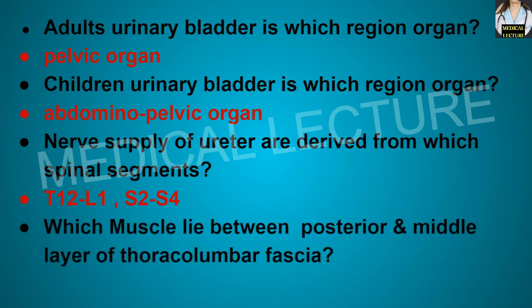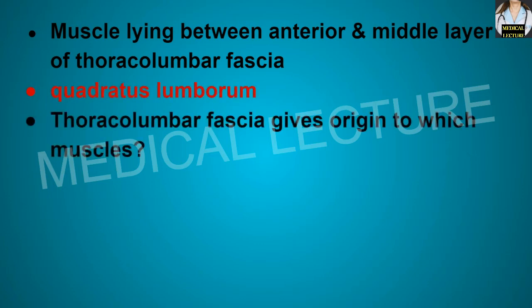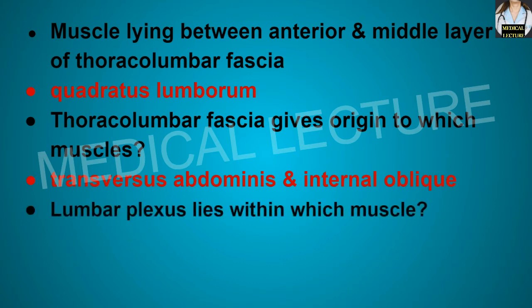Which muscle lies between the posterior and the middle layer of the thoracolumbar fascia? It is the erector spinae muscle. Which muscle lies between the anterior and the middle layer of the thoracolumbar fascia? It is the quadratus lumborum muscle. Thoracolumbar fascia gives origin to which muscles? It gives origin to the transversus abdominis and the internal oblique muscle. Lumbar plexus lies within which muscle? It lies within the psoas muscle.